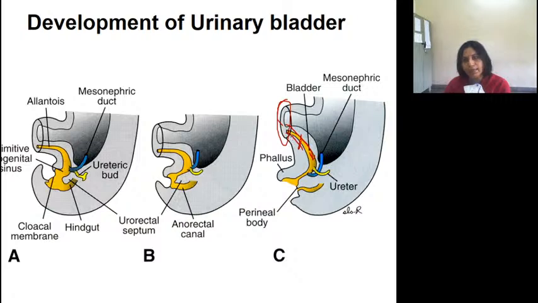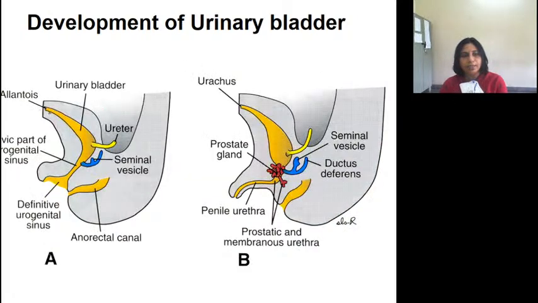will regress, and this will lead to the formation of a remnant of the allantois, which is replaced by a thick cord-like structure called the urachus. So the remnant of this allantois will form the urachus, and the rest of the allantois is partly absorbed into the development of the urinary bladder.